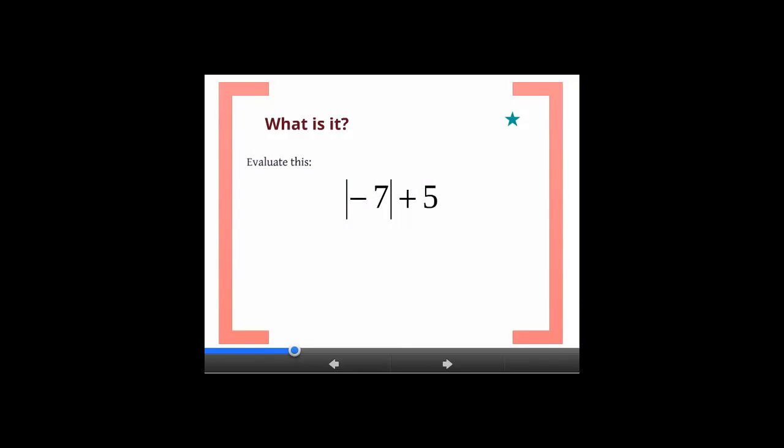So, what's this? Modulus of minus 7 plus 5. Well, for these sort of calculations, work out the modulus part first, and then solve. So we've got modulus of minus 7 is 7, plus 5 is 12.